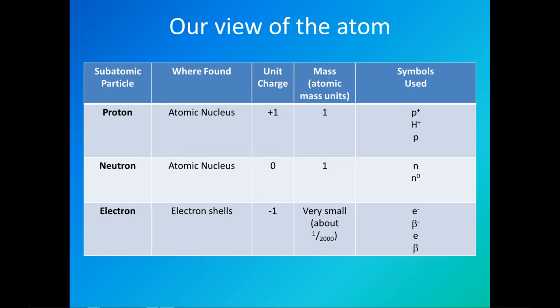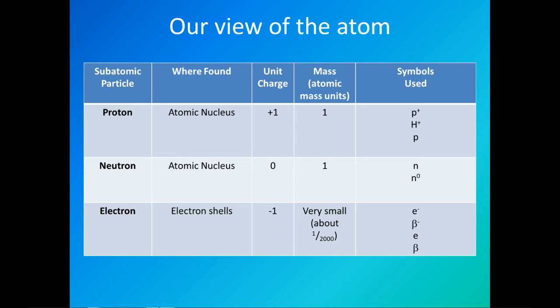They've got no charge. And their mass in atomic mass units, sometimes called Daltons, is 1 for both the proton and the neutron. The electrons, on the other hand, orbit around in electron shells, and they're extremely small. Their mass is only about 1/2000th of that of a proton or a neutron, and their unit charge is -1.